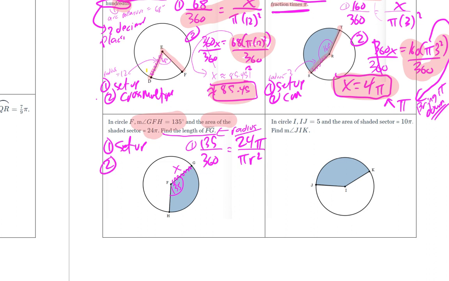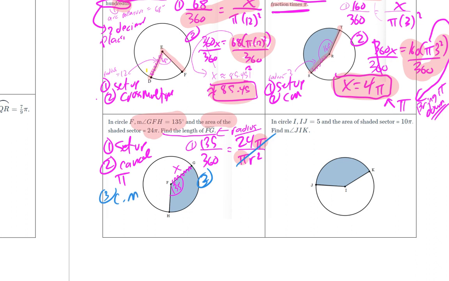Step number 2 is to cancel the pi. All right, so we have to remember to cancel the pi on this one. Sometimes we forget about that, but anytime we have something on top and bottom, those can cancel out. So if we cancel those out, step number 3, now we're going to cross multiply.